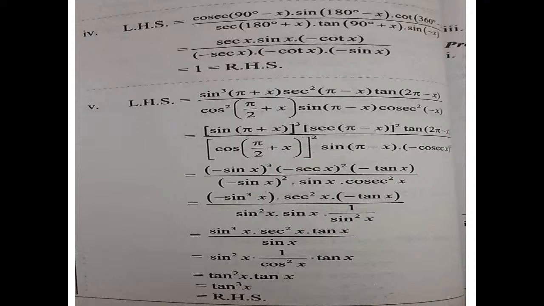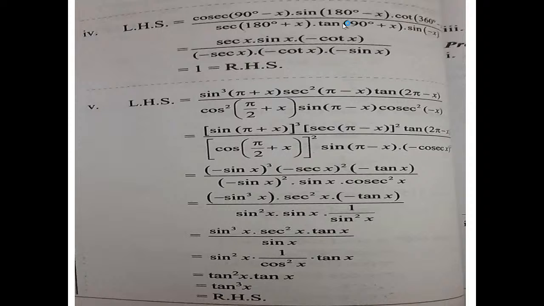Cot(360 - x) lies in the fourth quadrant, and in the fourth quadrant cot is negative. Here 4 into pi by 2 is an even multiple, so cot remains cot, and in the fourth quadrant it is negative: minus cot x.